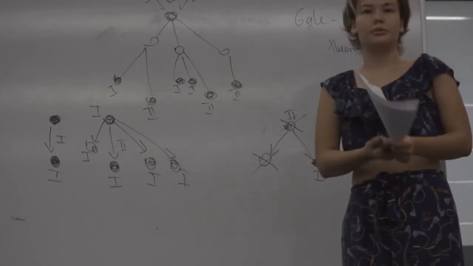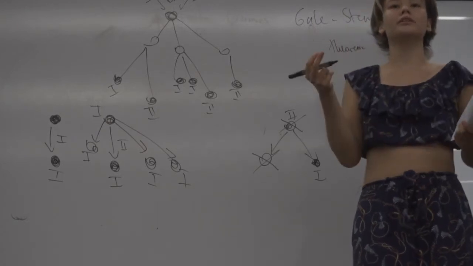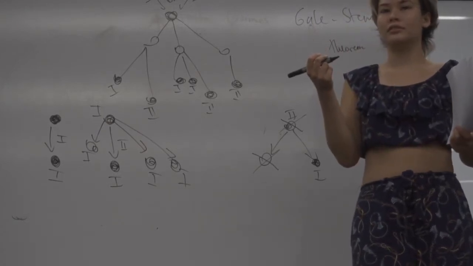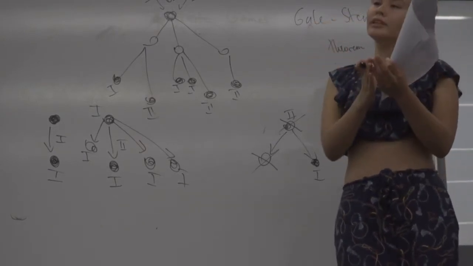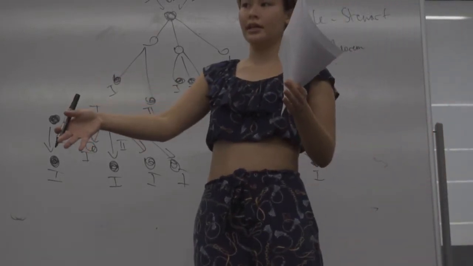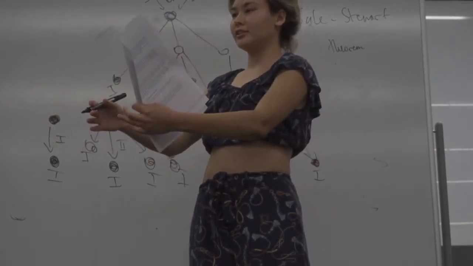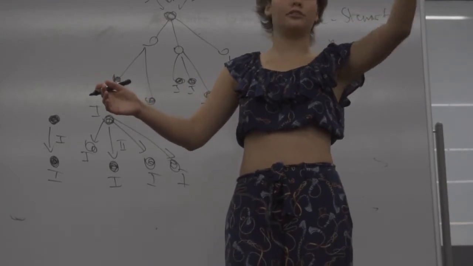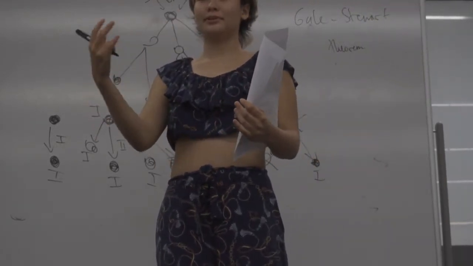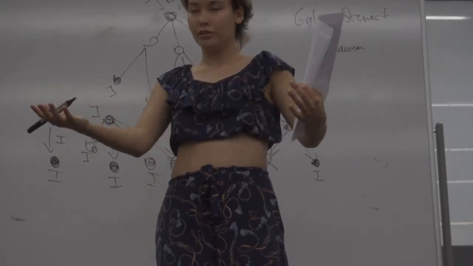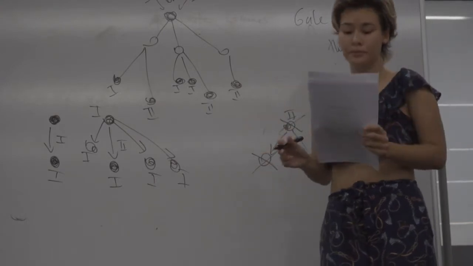Okay, just a question. Can we have two winning strategies, for both players? Possible. No. Because a winning strategy always leads you to a win. And we said we have no draws in the game. So if you have a winning strategy for the first player, and then for the second player, it means that they both win, and that's a contradiction. Okay, so there's always one winning strategy for one of the players.